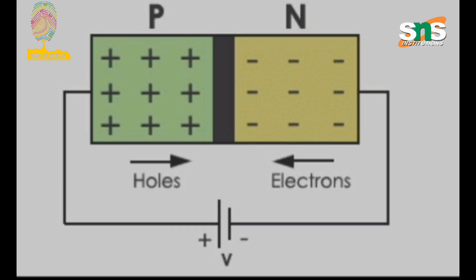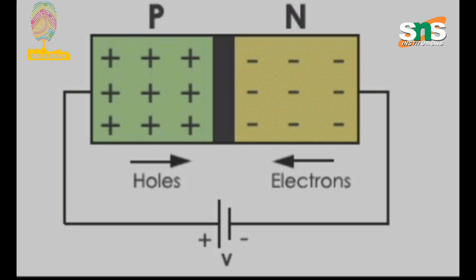In this video I am going to discuss the PN junction and its working, how it is formed, how it is useful in our day-to-day life, and its applications, everything. Come, let's see. A PN junction is the basic building block of many semiconductor devices like diodes and transistors.